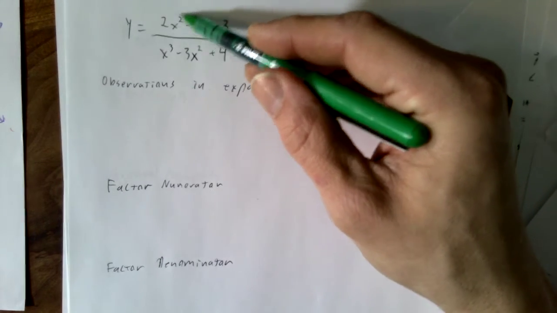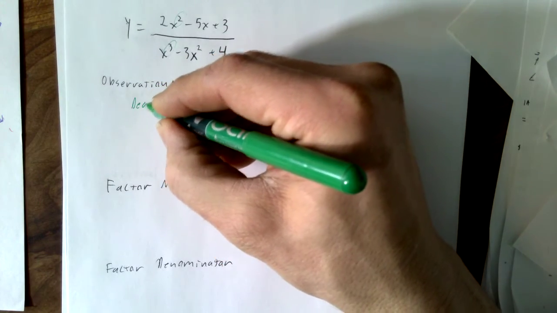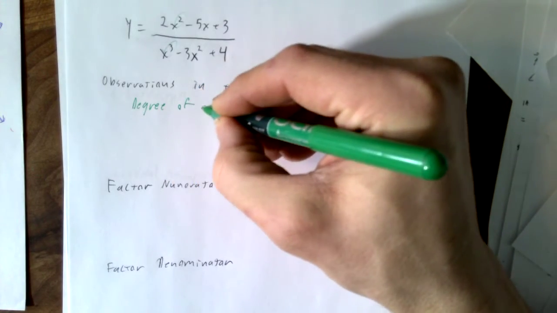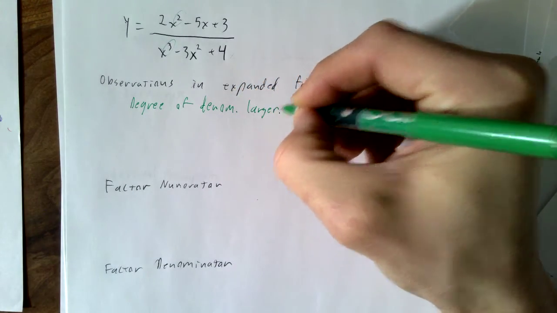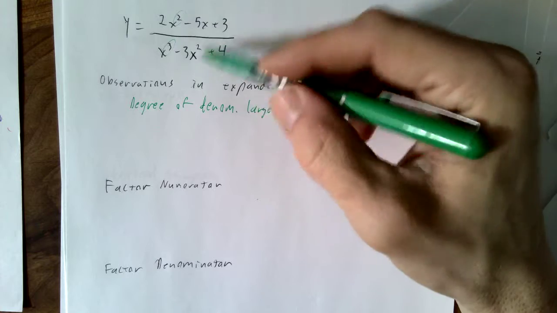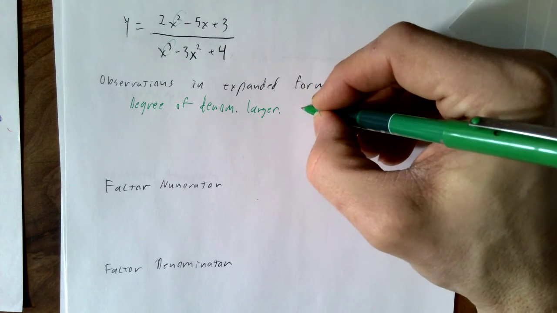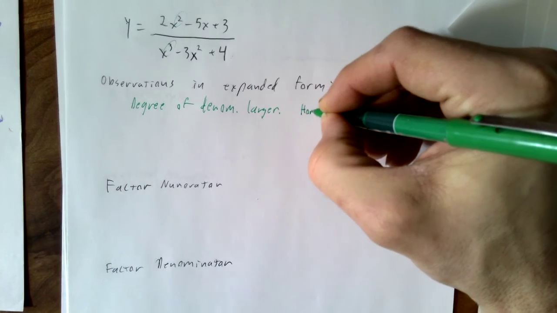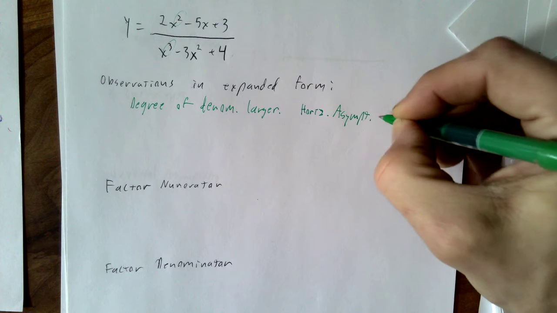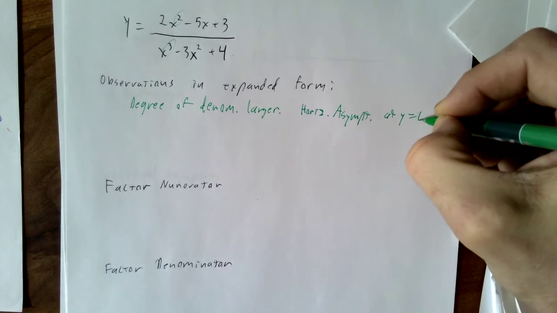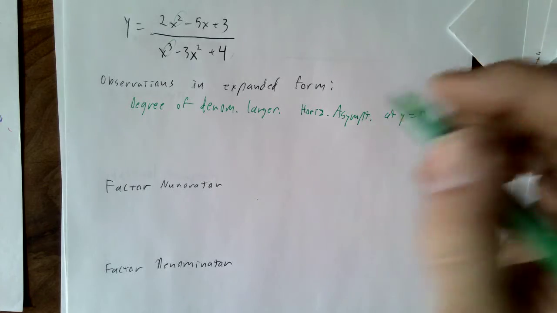One is this is degree 2 and this is degree 3. The degree is bigger on the bottom. Degree of denominator is larger. That means when x gets really big, this is going to be closing in on 0. The denominator is going to be way bigger, so it's going to be closing in on 0, or that's my horizontal asymptote at y equals 0. It's going to be approaching the x-axis there as x gets far away from 0.